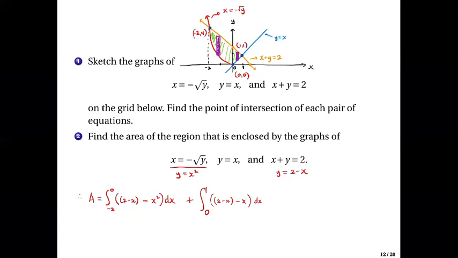Then we'll just evaluate this. So we will have 2x minus x squared over 2 minus x cubed over 3, evaluated from negative 2 to 0, plus here we have 2 minus 2x. So if we integrate, we will have 2x minus x squared, evaluated from 0 up to 1.